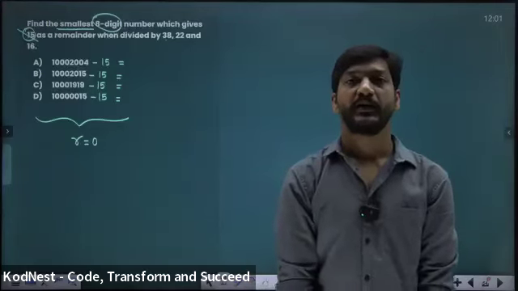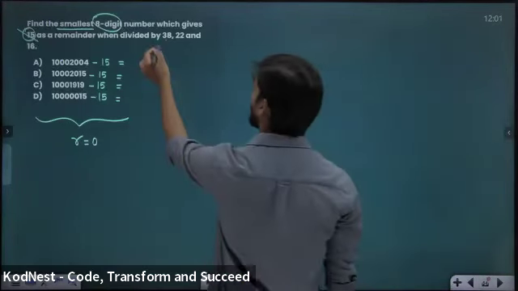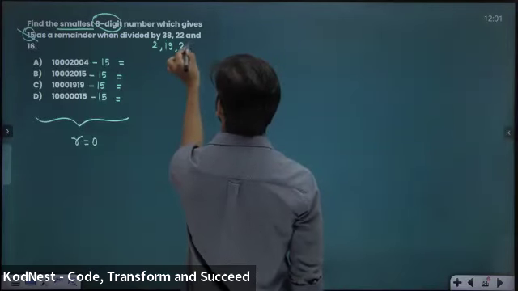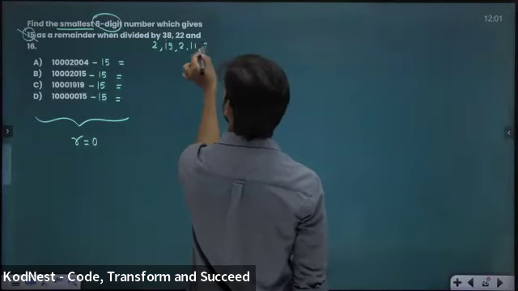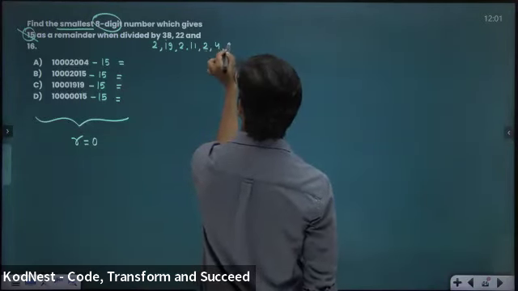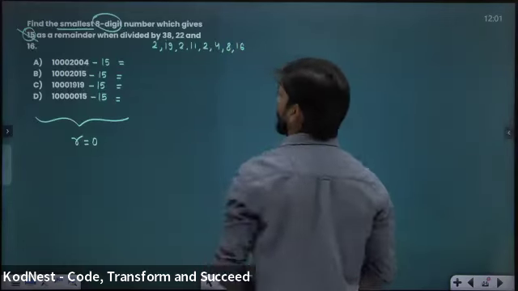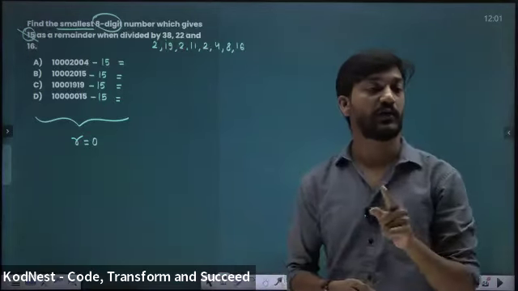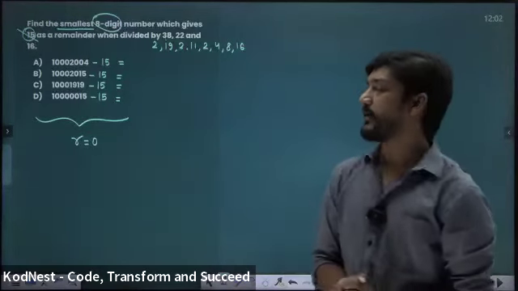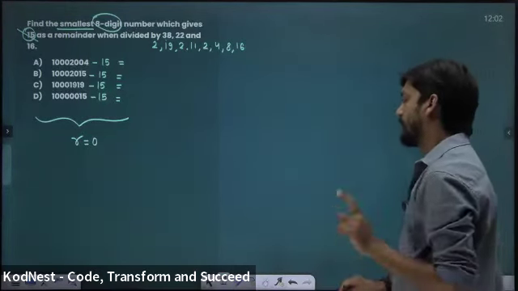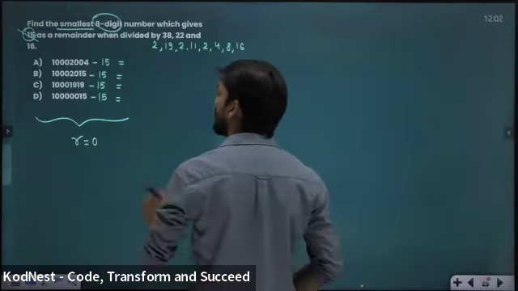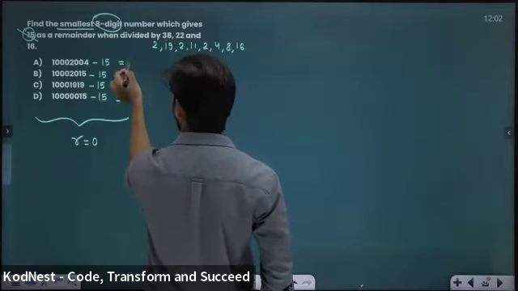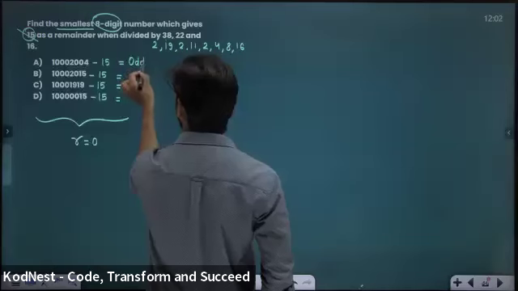Okay. So this is how we have to do it. For 38, you will take 2 and 19. For 22, you will take 2 and 11. And for 16, you will take 2, 4, 8, 16. For 16, the rule is the last 4 places, 2 power 4, last 4 places. Please carefully answer. This subtraction will give you an odd number or an even number?